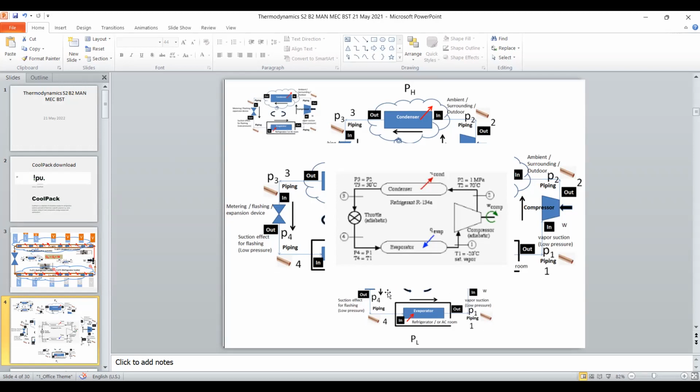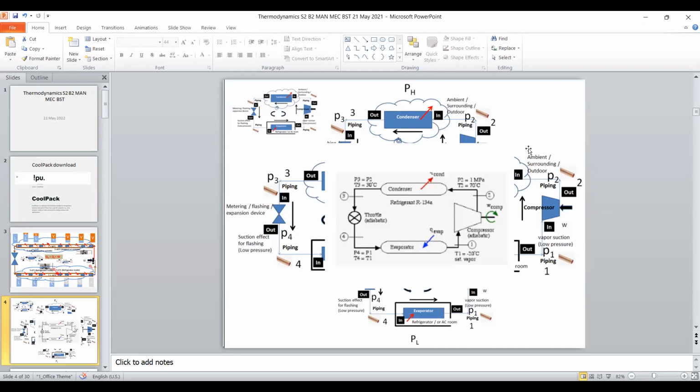There at another place, that two phase fluid evaporates. Then in another component, the suction and compression takes place. Suction of this fully evaporated working fluid, suction and compression. Then after that, liquefaction or condensation takes place. Then back to flashing. I think you have learned about the flashing.